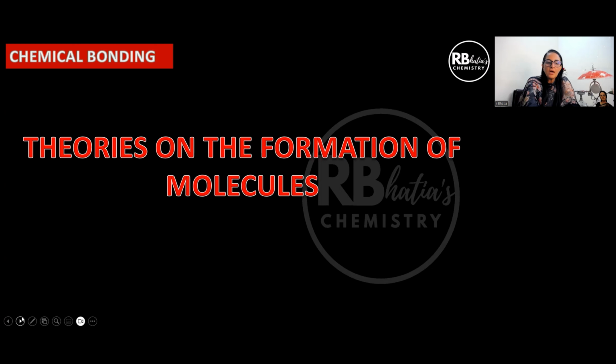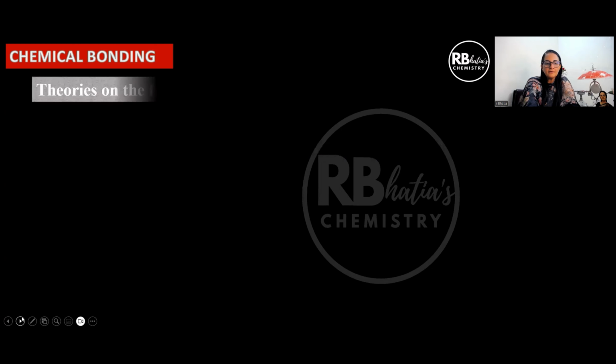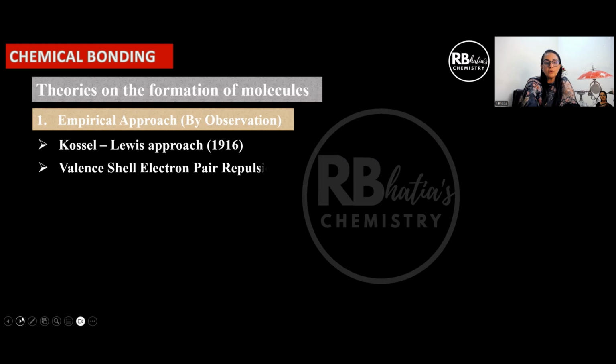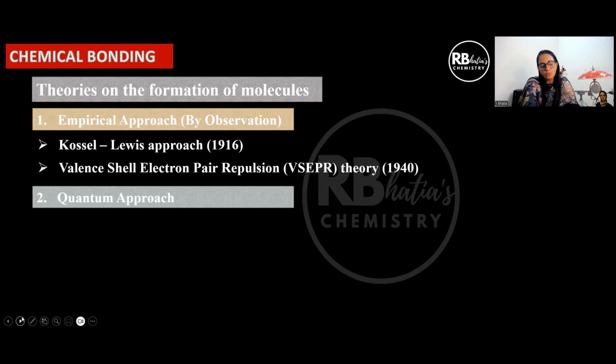formation. So we are going to follow the journey of various theories, and the theories that we are going to discuss is the empirical approach, which is mostly based on observation. This was given by Kossel and Lewis, the Kossel-Lewis approach in 1916. After that, we'll be talking about the VSEPR theory, that is the valence shell electron pair repulsion theory, which was proposed in 1940. The years are not very important, but then you never know.